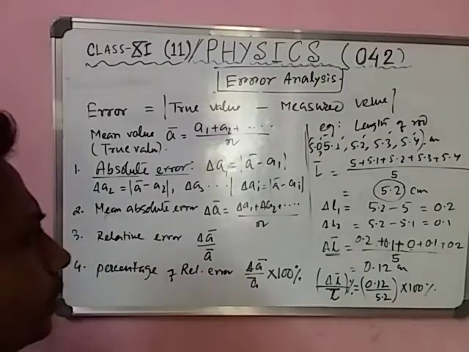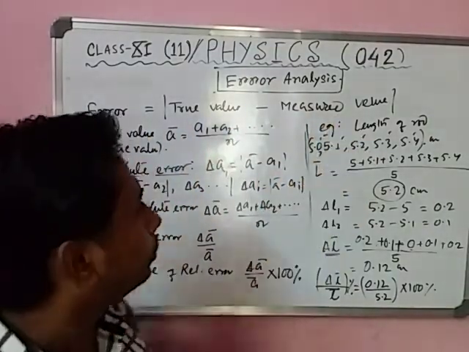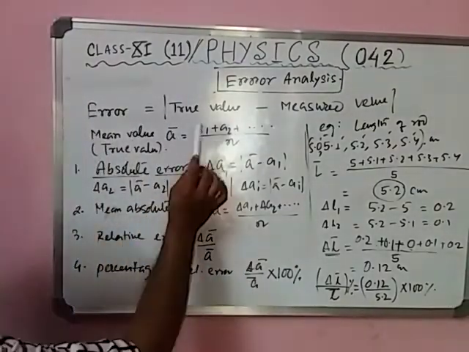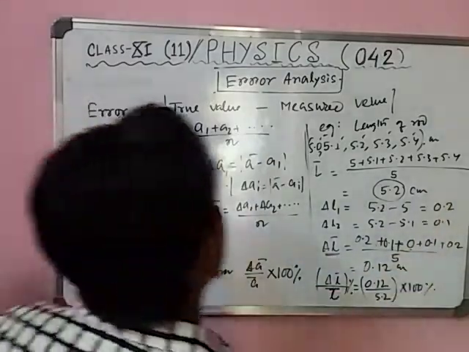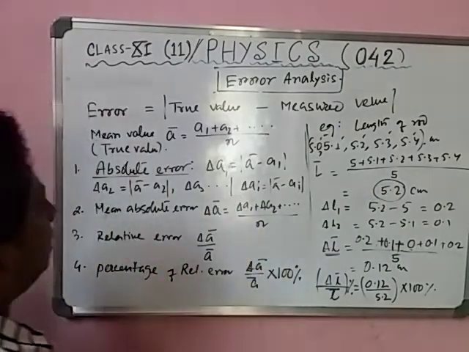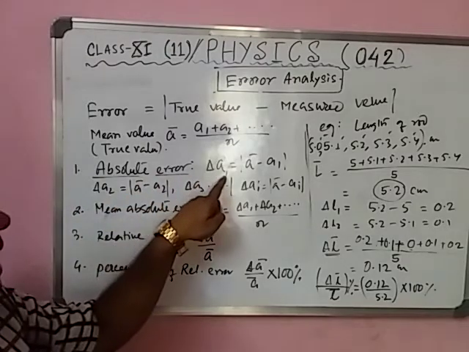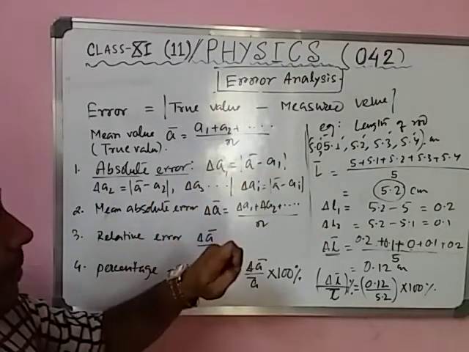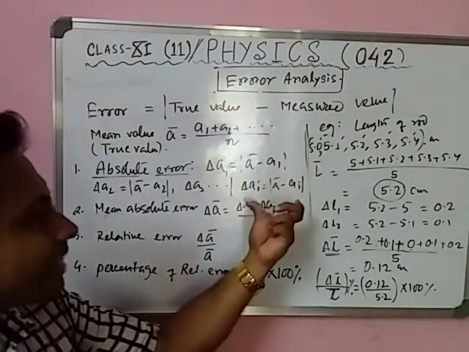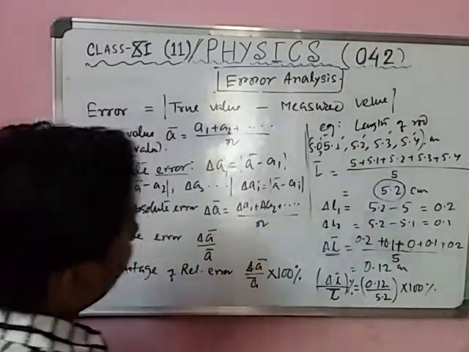So students, first of all, you have to find the error. Error means true value minus measured value. You are thinking how you can measure the true value? True value means the mean value. Mean means A1 plus A2 plus A3, all the quantities, divided by the number of observations. This is called the mean value. This is the true value. Now step number 1, absolute error. Absolute error delta A: delta A1 means A bar minus A1, delta A2 means A bar minus A2, delta A3, and delta AI means A bar minus AI. If we take the ith observation, I means 1 to n, a large number of observations.